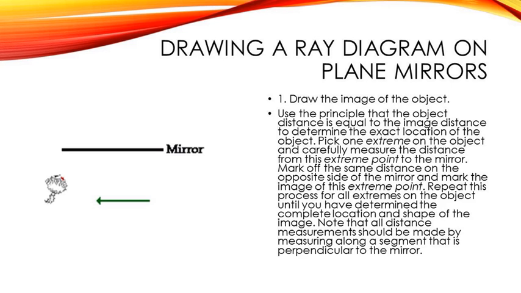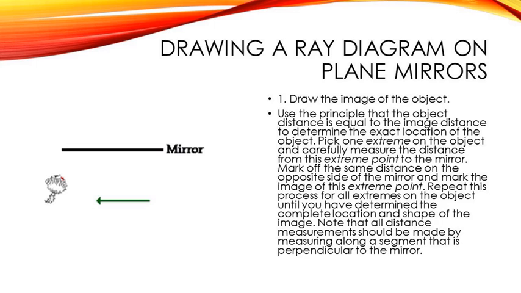All right, so we'll go step by step through how to draw these. So first, you draw the image of the object. Use the principle that the object distance is equal to the image distance to determine the exact location. So you would measure between here and here, perfectly perpendicular with the mirror.